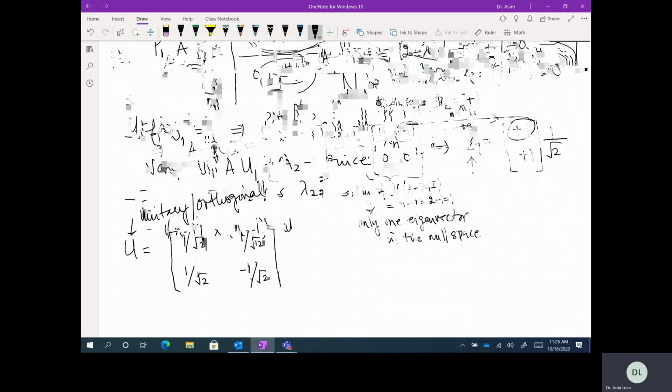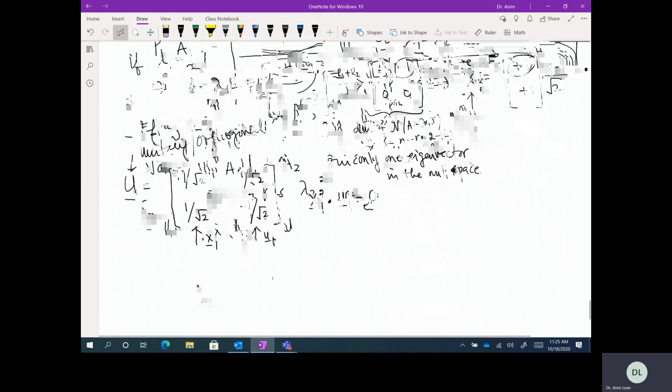So if this is my eigenvector, and this is some other u1, both x1 and u1 are orthogonal: you can check x1 dot u1 equals 0. So what is u inverse A times u? What is the determinant here? The determinant of this one is half minus half, this is minus 1.